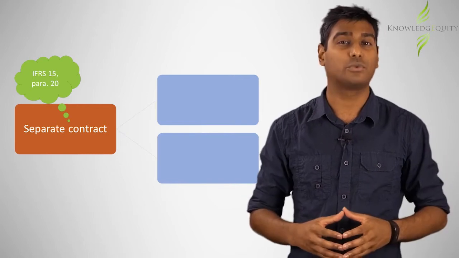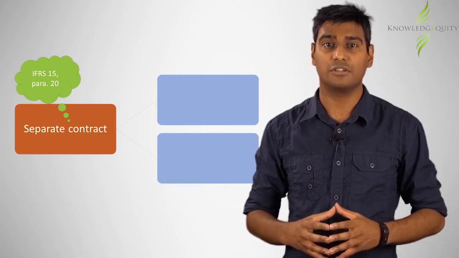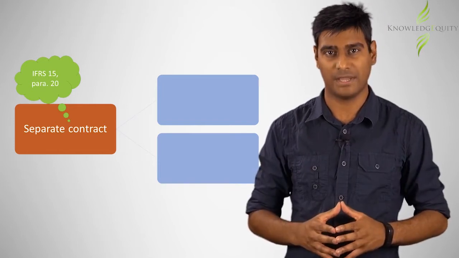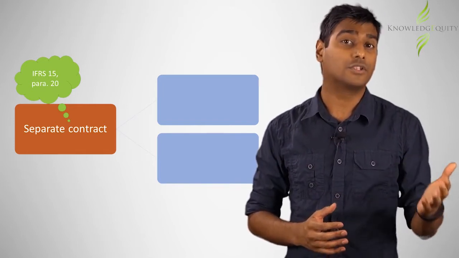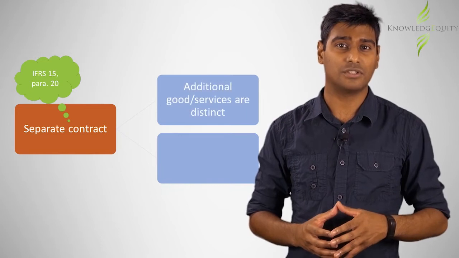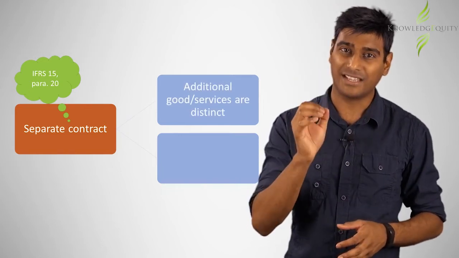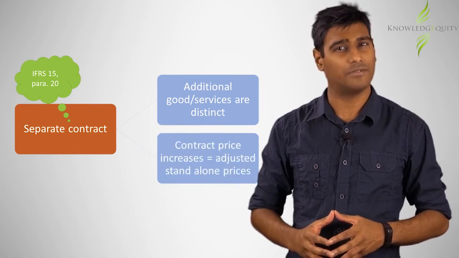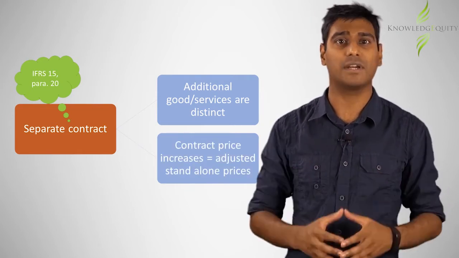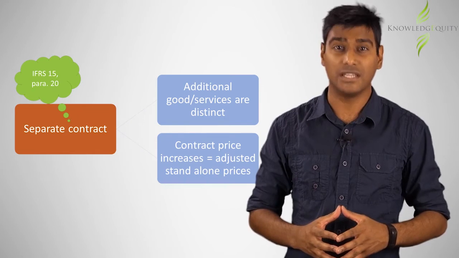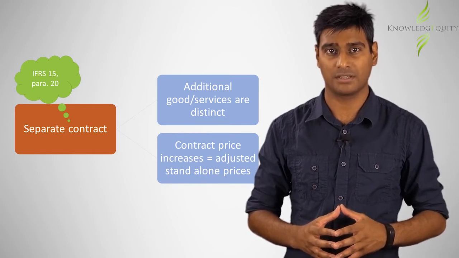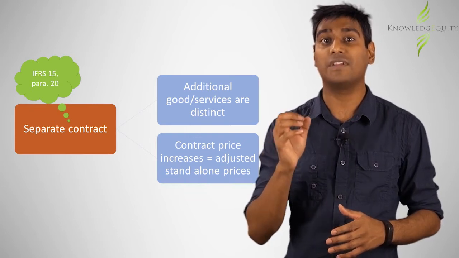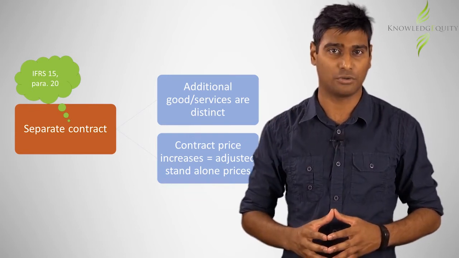IFRS 15 paragraph 20 requires the modification to be treated as a separate contract if both of the following conditions are met. 1. The scope increases due to additional goods or services promised which are distinct. 2. The contract price increases to reflect the standalone selling prices and price adjustments of the additional goods and services promised. If any one of these requirements are not met, the modification would not be treated as a separate contract.